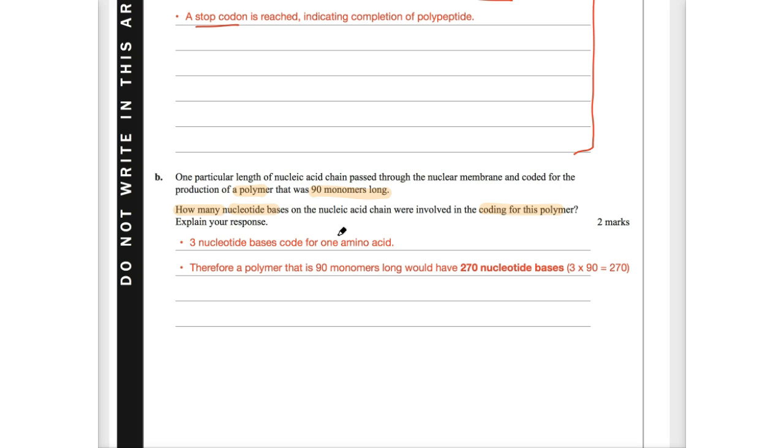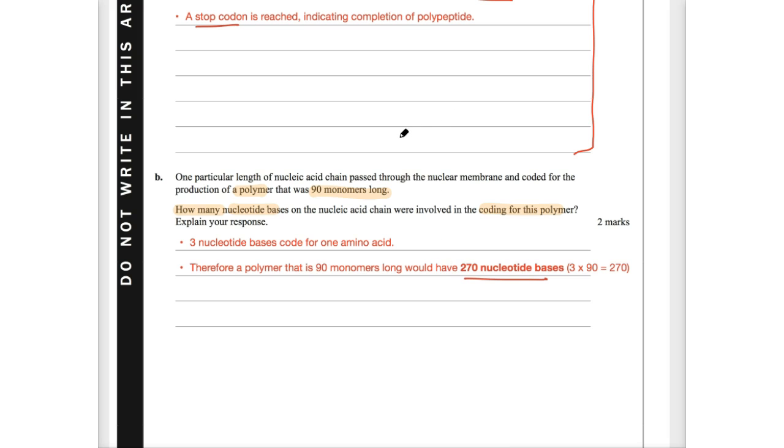We know if there's 90 monomers, there must be 270 nucleotide bases. And so that's all you really need to do with this particular question, is say there's 3 nucleotide bases that code for 1 amino acid, and therefore a polymer that is 90 monomers long would have 90 times 3, which is 270 nucleotide bases, which is your final answer.